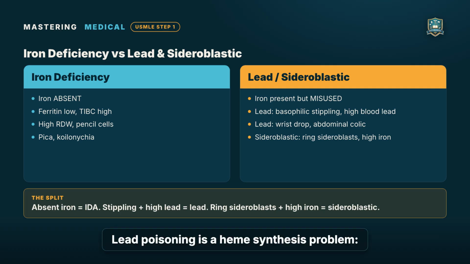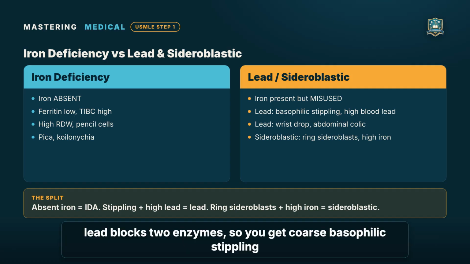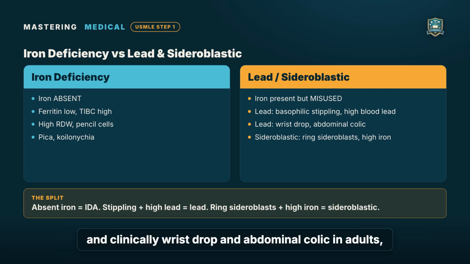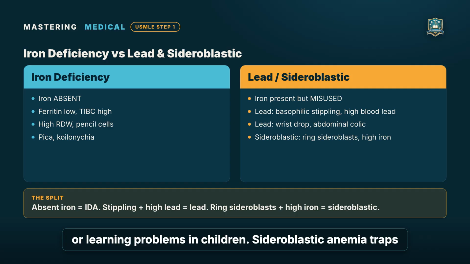Lead poisoning is a heme synthesis problem. Lead blocks two enzymes, so you get coarse basophilic stippling on the smear, an elevated blood lead level, and clinically wrist drop and abdominal colic in adults, or learning problems in children.